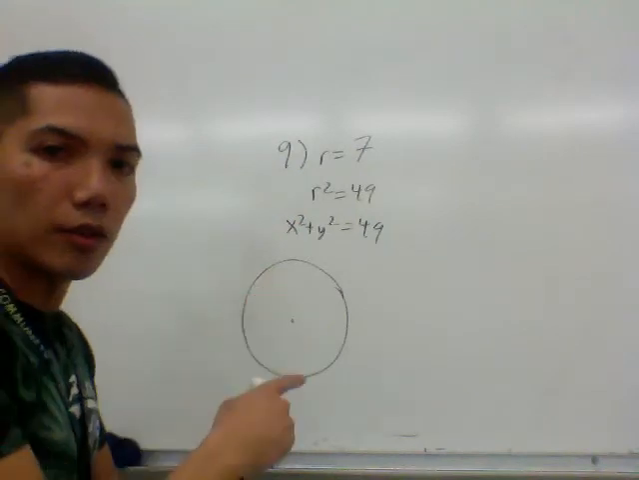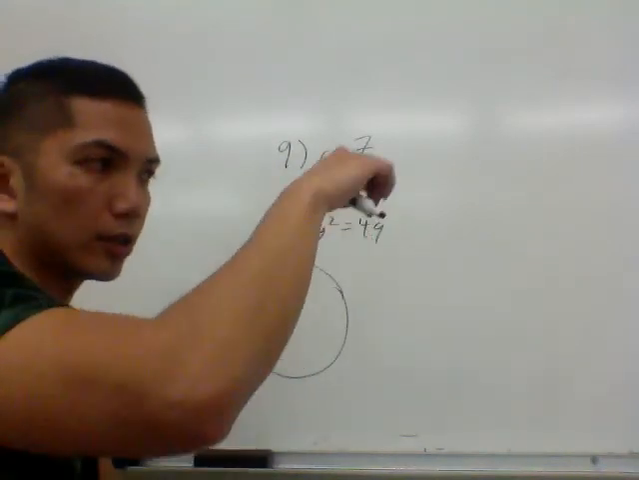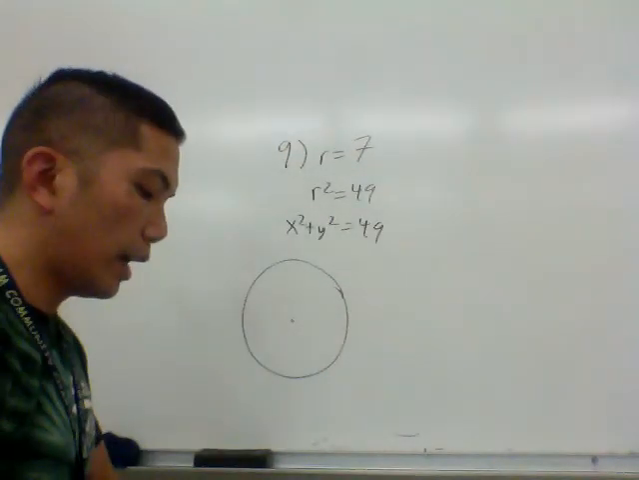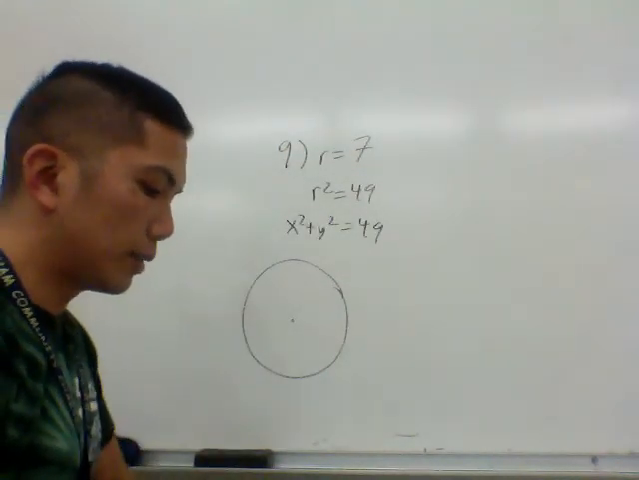So just count on your graph the circular lines: 1, 2, 3, 4, 5, 6, 7, and you should have a circle at r equals 7.